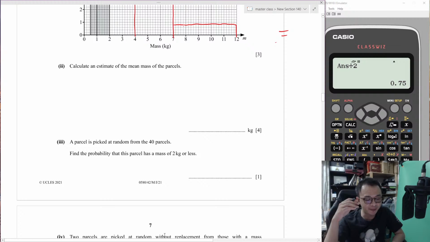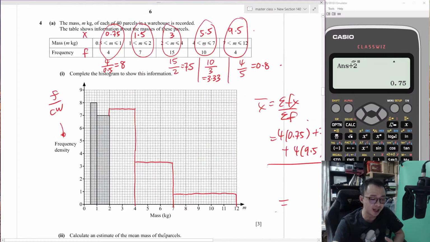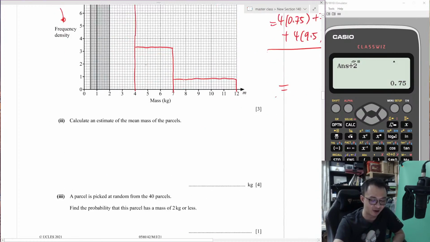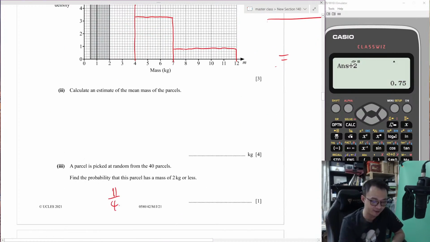Alright, a parcel is picked at random from the 40 parcels above. Find the probability that this parcel has a weight of 2 kg or less. For 2 kg or less, how many do you have here? In total you have 11 of them, isn't it? So it's 11 out of 40. Very simple.